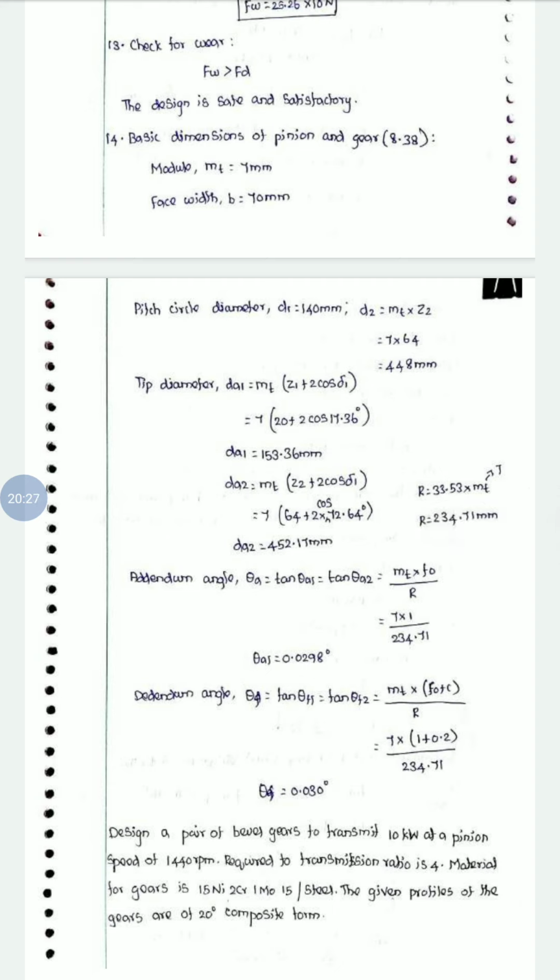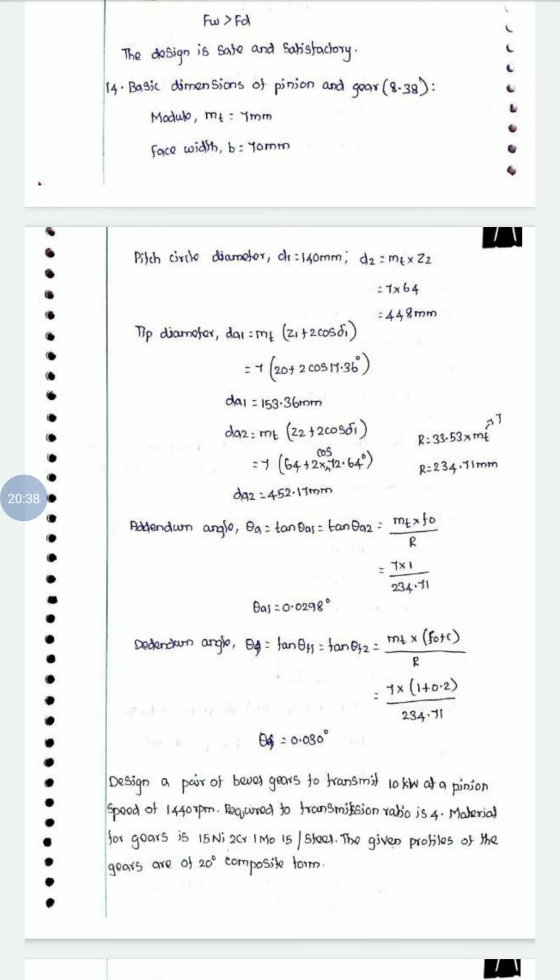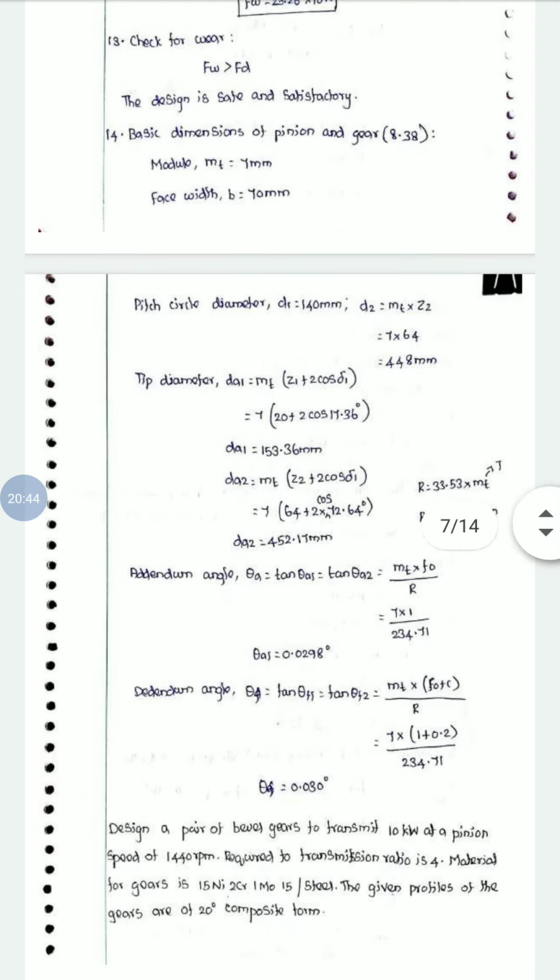And for the dedendum angle, tan theta f1 equals tan theta f2 equals mt into f0 plus c by r. We already know that the module is 7 and f0 is 1, and the c value is also in page number 8.38. Substituting those values, you can find out the dedendum angle.